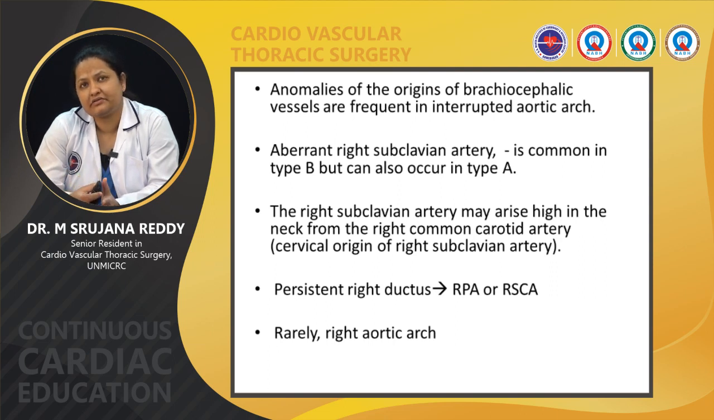The anomalies of the brachiocephalic vessels are frequently associated with interrupted aortic arches. Aberrant right subclavian artery is the most common and most commonly occurs with type B interrupted arch, and then followed by type A. The right subclavian artery can also have a very high origin from the right common carotid. The right sided persistent ductus arteriosus is also a common association, which can continue either as RPA or can give origin to the right subclavian artery. Rarely there is an association of right aortic arch.